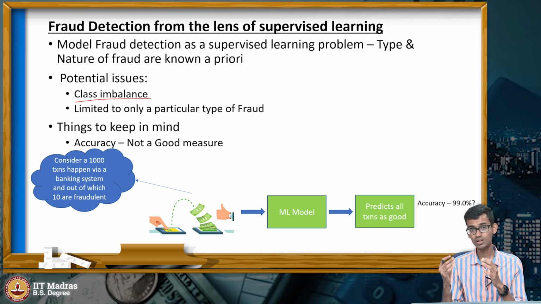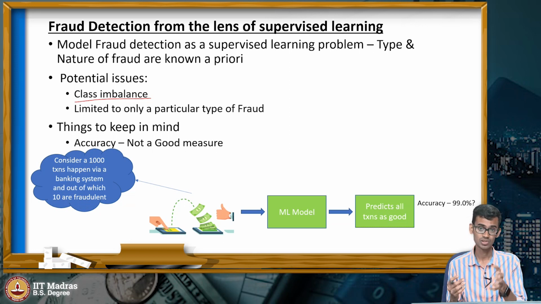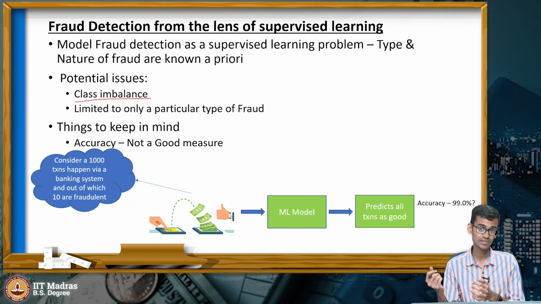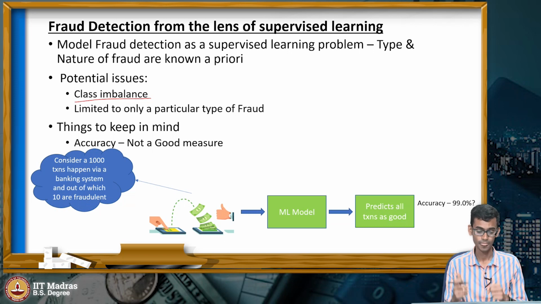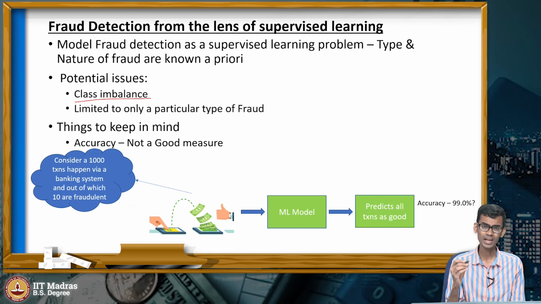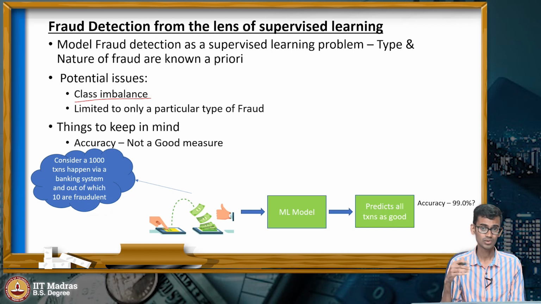The balance between the positive class, which is the fraudulent transactions, and the negative class is going to be heavily skewed. And that calls for special modeling techniques or some tweaks that we have to do in modeling to handle this class imbalance. Okay.